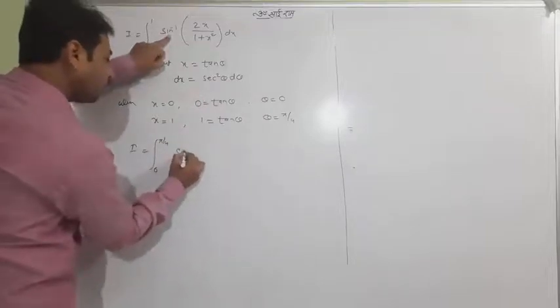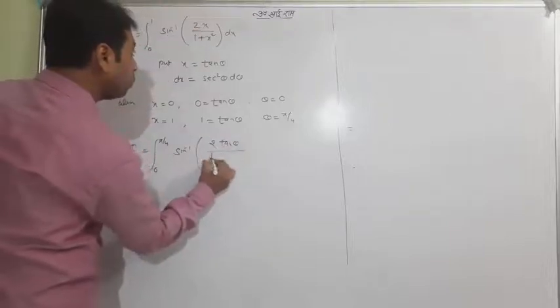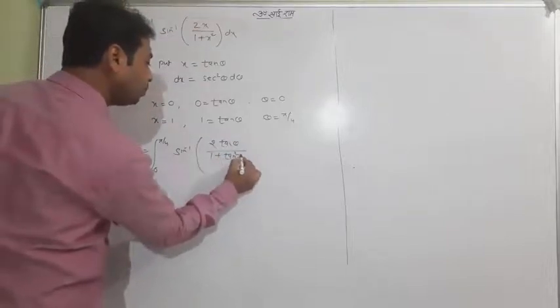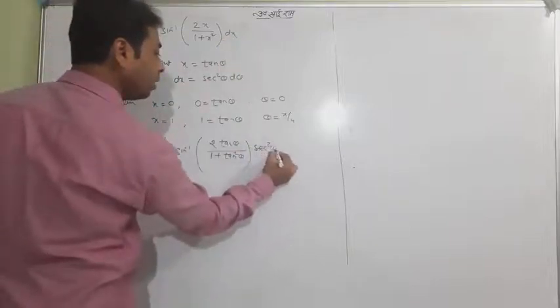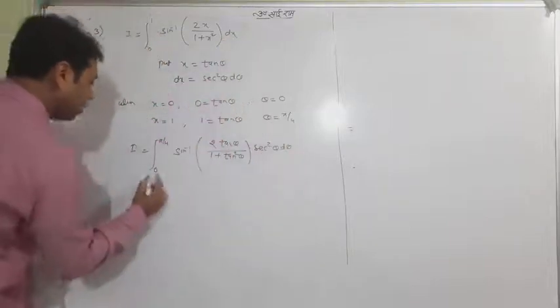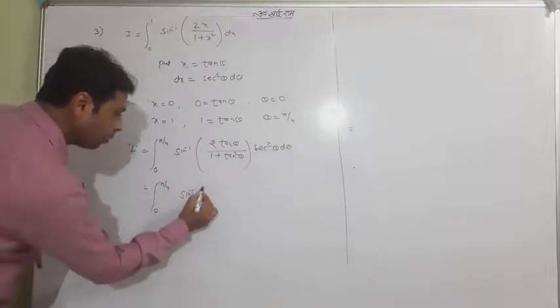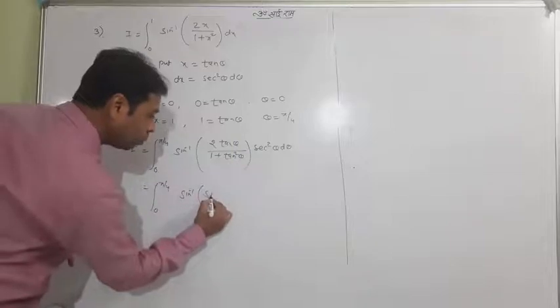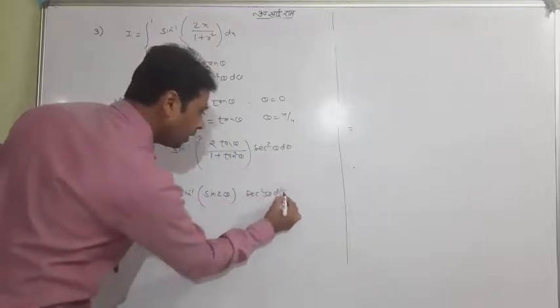Sine inverse, I'll go with 2 tan theta upon 1 plus tan square theta, and dx is equal to sec square theta d theta. Now what to write? 0 to pi by 4, sine inverse, this whole is none else but sine 2 theta, and this is sec square theta d theta.